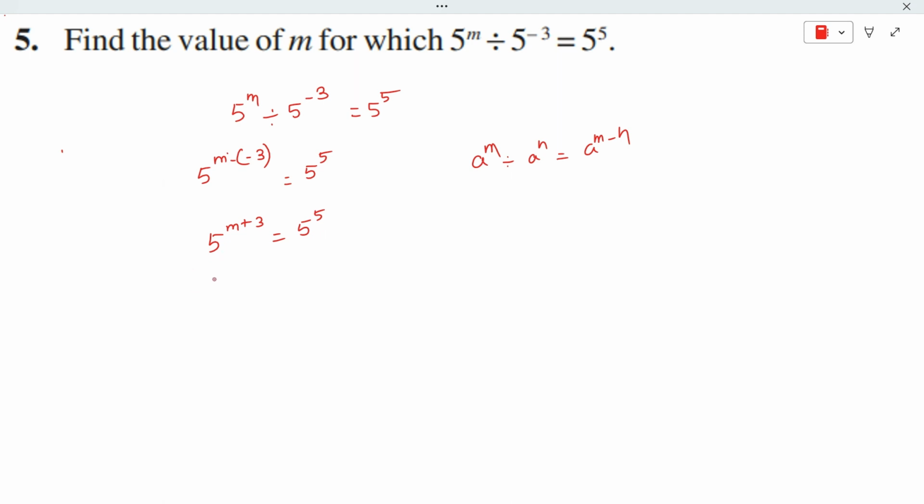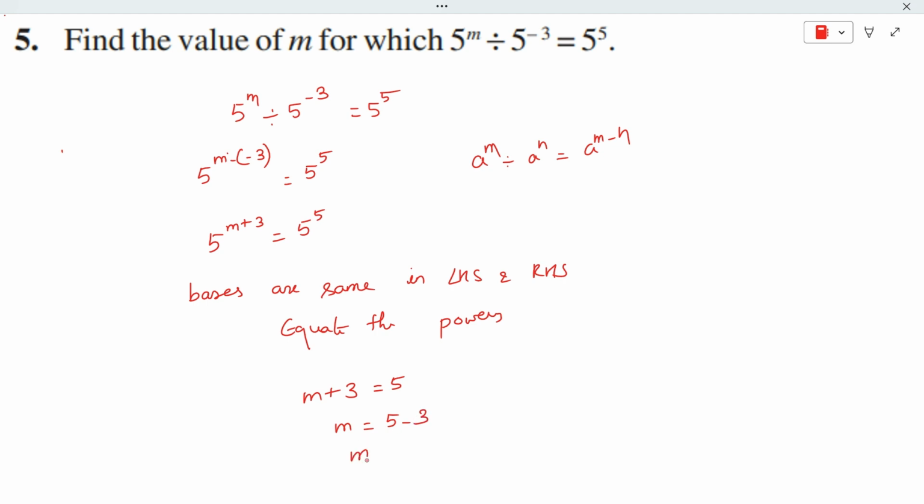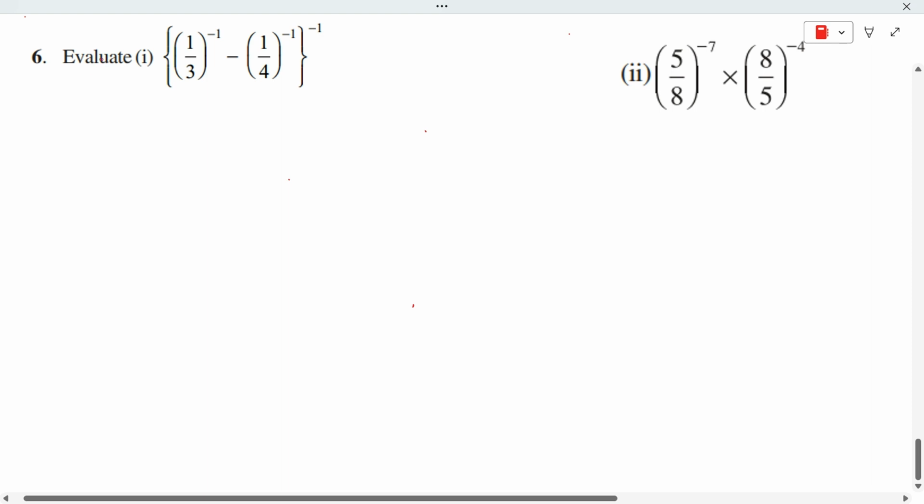Now you compare the LHS with the RHS. So in LHS and RHS, you can see the bases are same, isn't it? And what is different? The powers are different. So when the bases are same in the LHS as well as RHS, and since there is only one term, I can equate the powers. So when I equate the powers, I will get m plus 3 is equal to 5. Transpose 3 to the other side, so you will get 5 minus 3. So the value of m is 2. So for the value of m equal to 2, the LHS of the equation is going to be equal to the RHS. Got it?